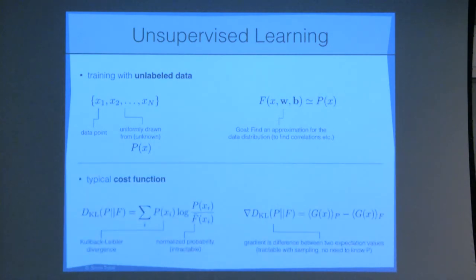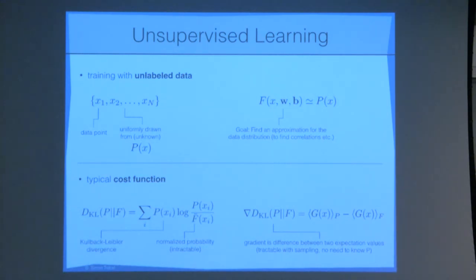How do I do this? Again, I have to introduce some cost function. And what is typically used in that field is called the Kullback-Leibler divergence. It's a measure that calculates for two distributions how close they are. So you have two distributions: the unknown distribution p of x that you try to find out, and f of x, the distribution generated by your neural network. And there's some measure that tells you how far these two distributions are apart.